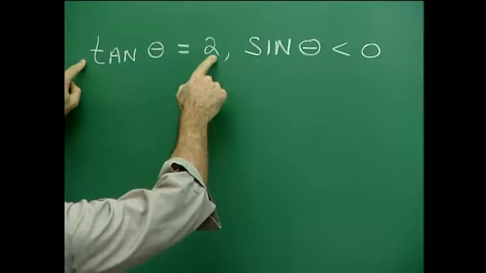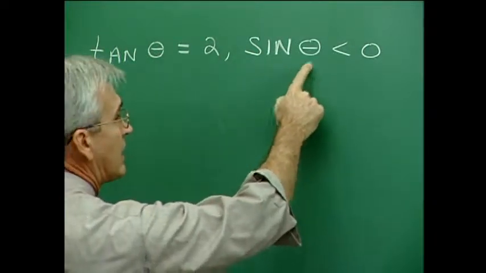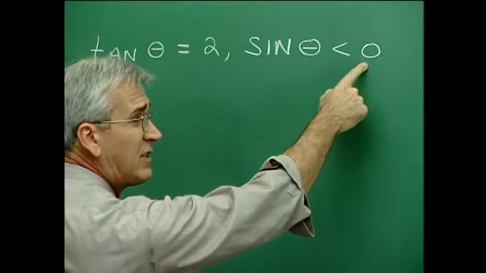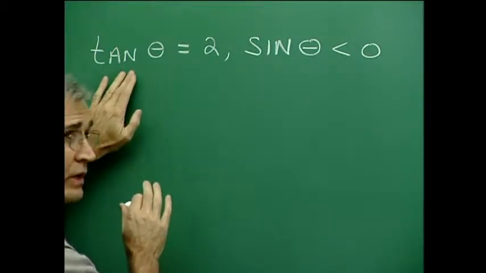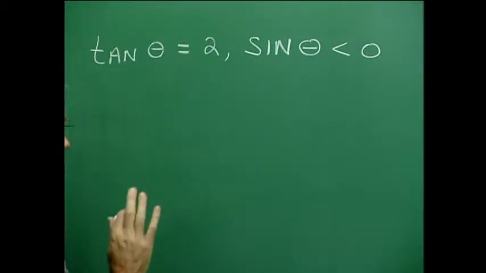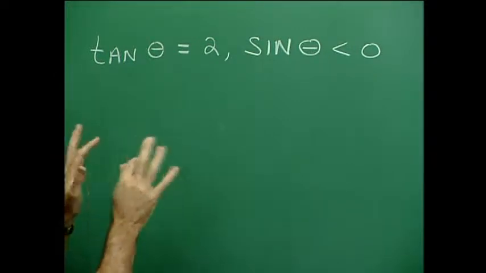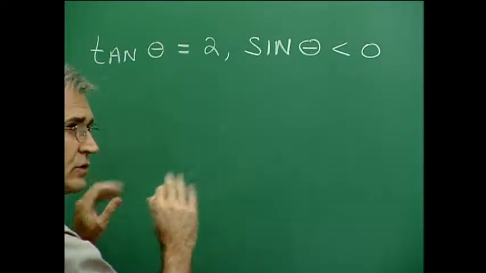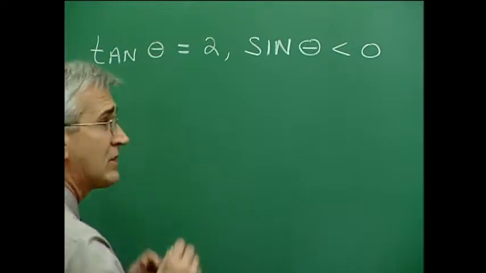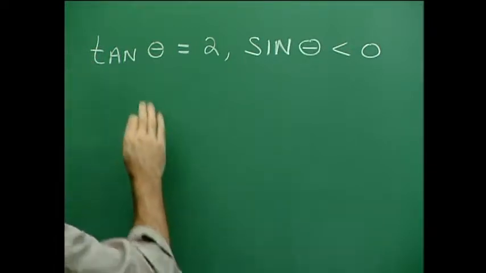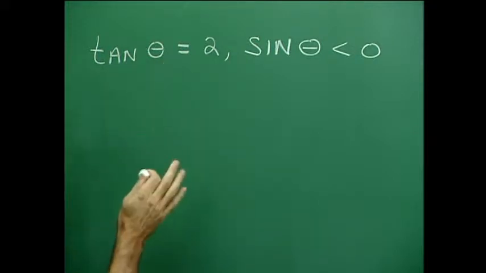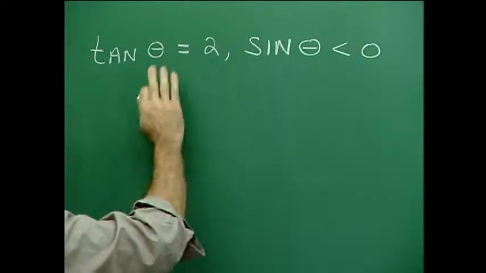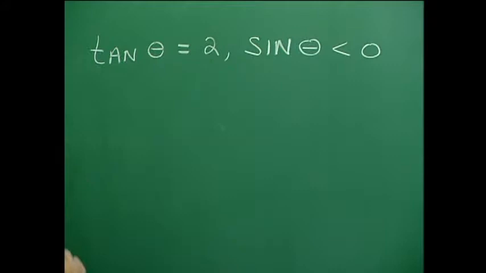If we know that tangent theta is 2 and sine theta is less than 0, let's say that we want to find the other 5 trig ratios, and we want to use identities to do that. Now, we could use the right triangle idea and just use ratios, but let's use identities as much as we can. All right, now, if tangent theta is equal to 2, we have to figure out what quadrant we're in here. And the information from these two expressions will tell us.